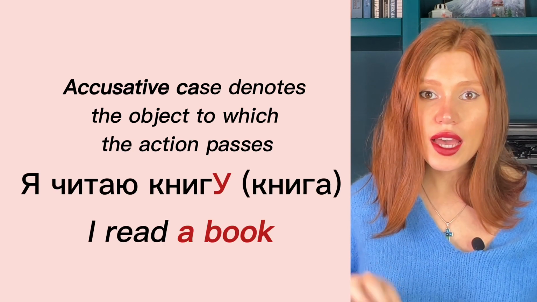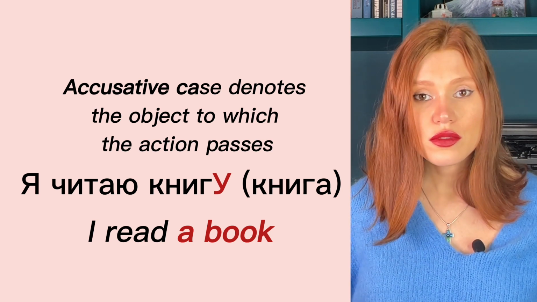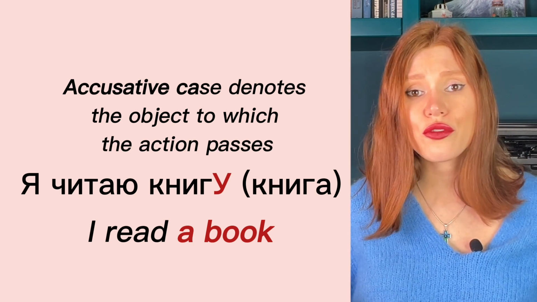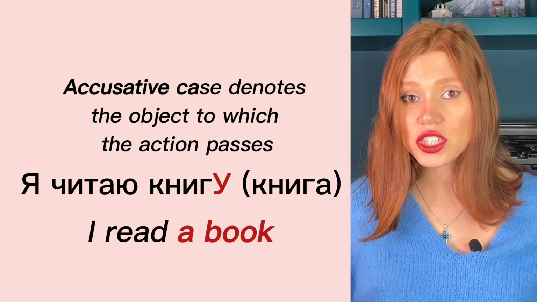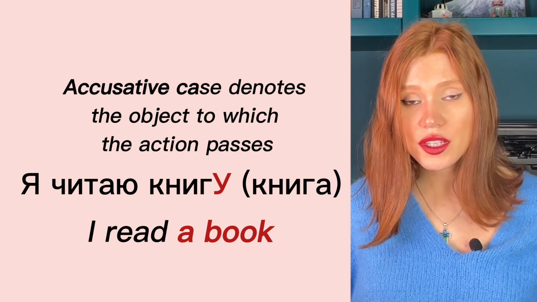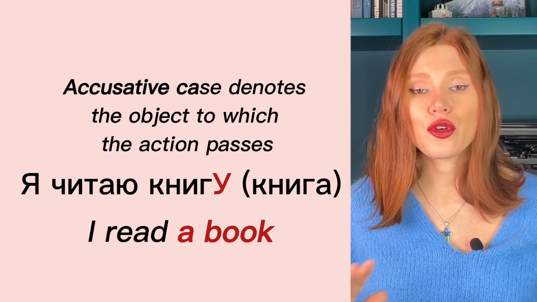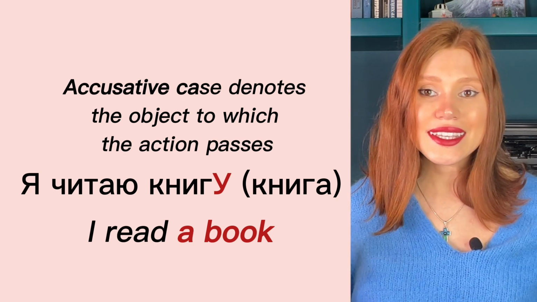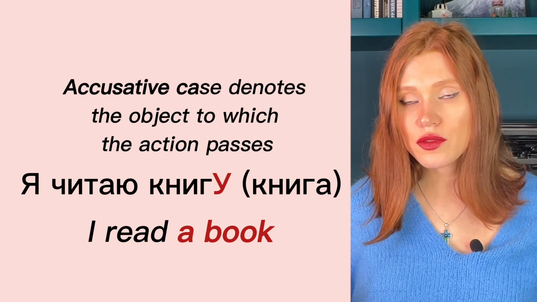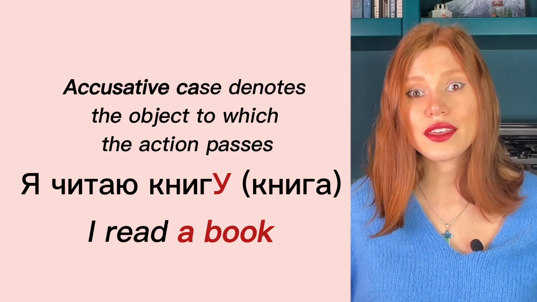The accusative case denotes the object to which the action passes. For example, я читаю книгу. I read the book. So, книгу, it's accusative. So, it's object of action. Object of action, it's accusative case. Я, nominative, subject of action. Читаю, it's an action, it's a verb, not noun. Книгу, книга, книгу. So, книгу with changed ending from а to у because of accusative case.